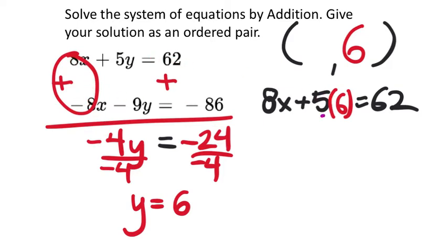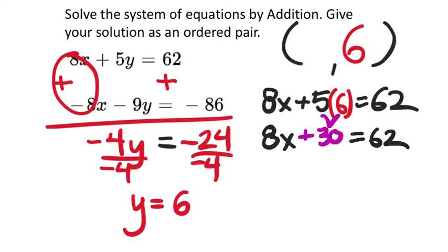So solving here, 5 times 6 is 30. So that gives us 8x plus 30 equals 62. And I want to zero out that 30, so I'm going to subtract 30 from both sides.